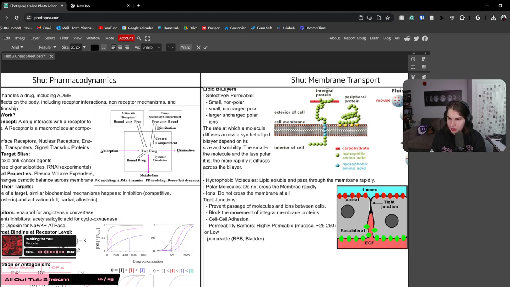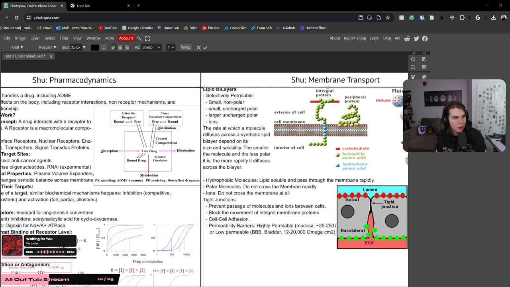We want low permeability membrane, which is blood-brain barrier, bladder, and that's at 12 to 20,000 omega cm2. I'm just going to copy and paste that, I hate having to type out the omega. Cool. So essentially here we have two different types that we're talking about, right?